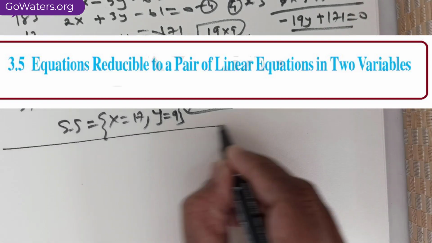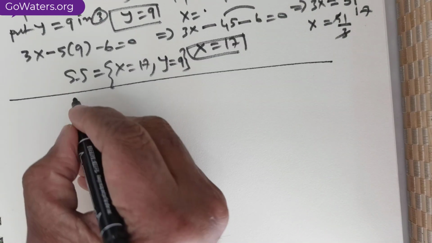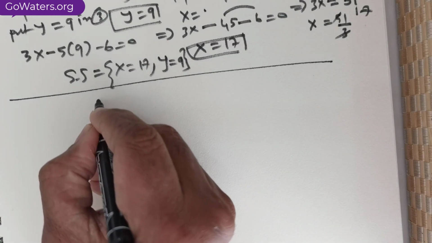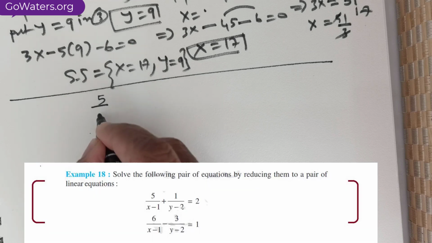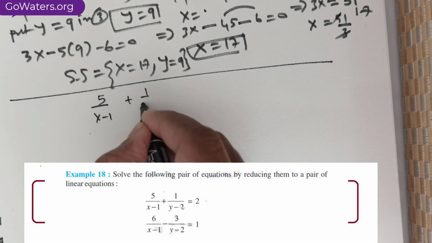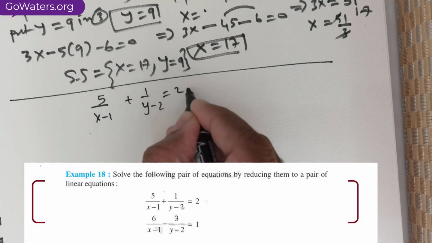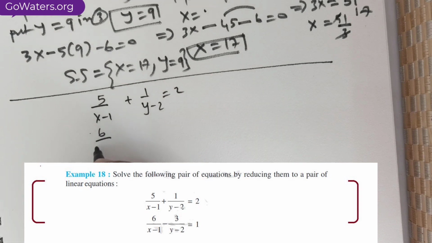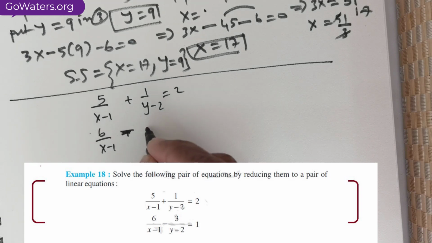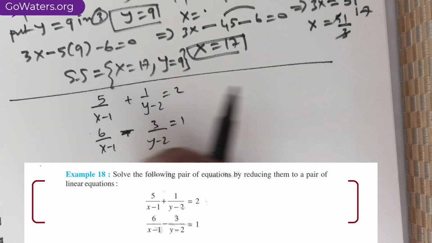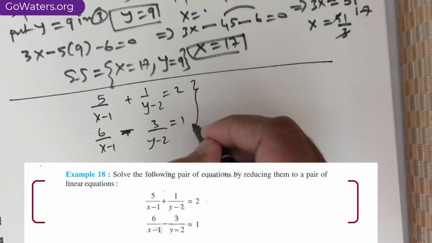So they are giving us this system and they are expecting us to solve, but this is not a linear equation. This is the form of it: 5 over x negative 1 positive 1 over y negative 2 is equal to 2, and we have got 6 over x negative 1 followed by a negative sign, and 3 over y negative 2 is equal to 1. So this is a system that has been given.